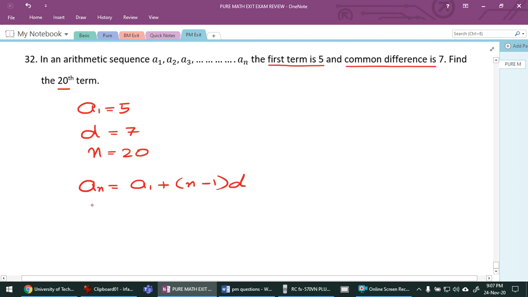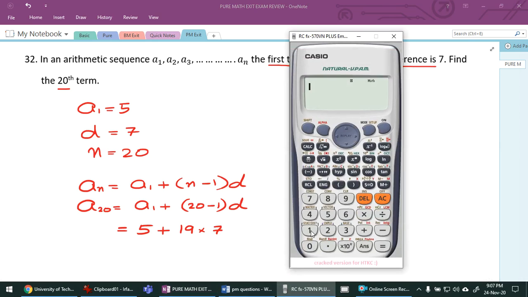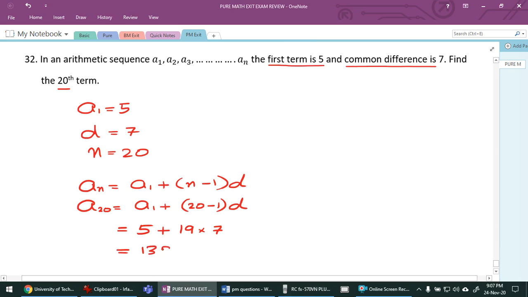So you want a20. The 20th term, a20 is a1 plus 20 minus 1 into d, because n is 20, that's why we put n as 20. Now what is a1? 5 plus 20 minus 1 is 19, into d, which is 7. So we will use calculator. 19 into 7 plus 5 equal to 138. So the answer is 138. So the 20th term is 138.